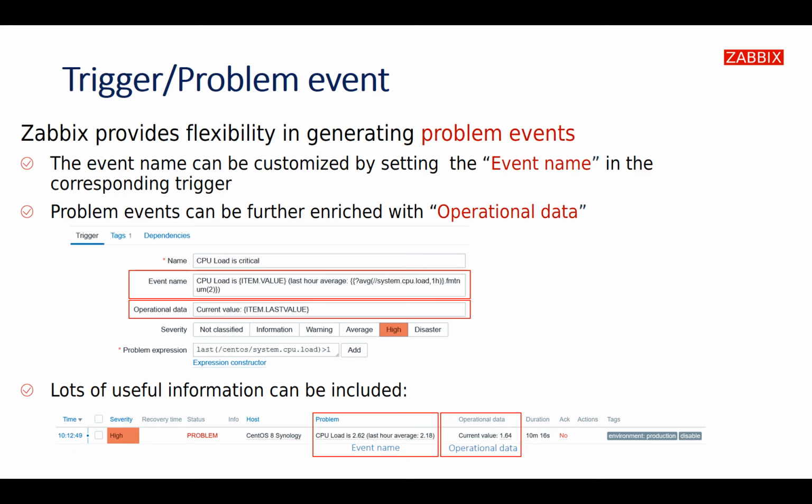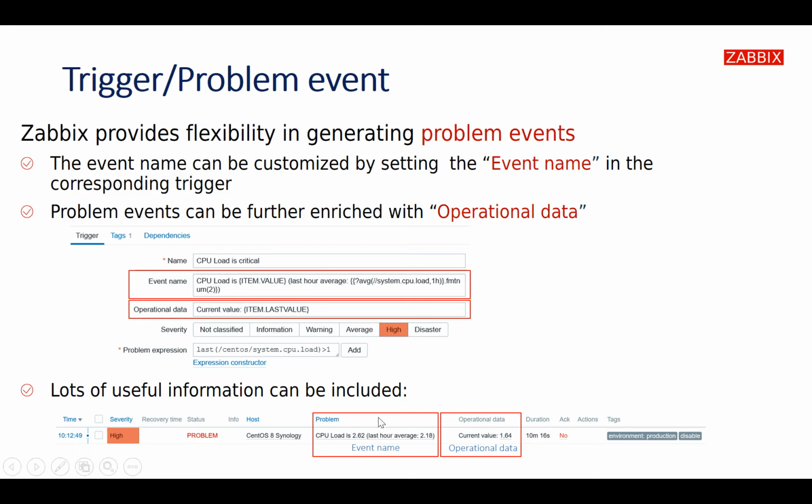Zabbix provides flexible options to customize what is being displayed in a set of fields shown for a problem event. By default, if just a name of the trigger is specified and there is no event name defined, the problem event name will be the same as the trigger name. But the latest versions of Zabbix allow you to override the event name by defining lots of meaningful information.